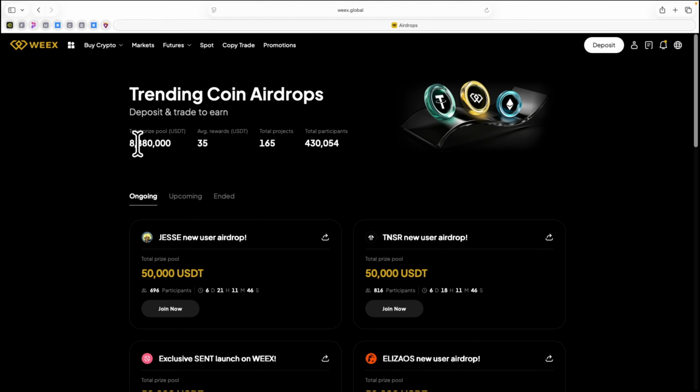Then it says right here, the total prize pool is about $8.8 million. This is the amount of USDT they are giving out, which is a lot. And then you can see the average reward. That means the average person makes about $35 from these airdrops. You can also see the total number of projects. They have over 160 projects right there, this is 165. And the total number of people participating is 430,000. So you can see that it is doing well and people are making money from it, for you to have over 430,000 people right there.